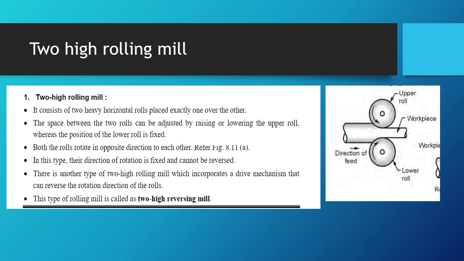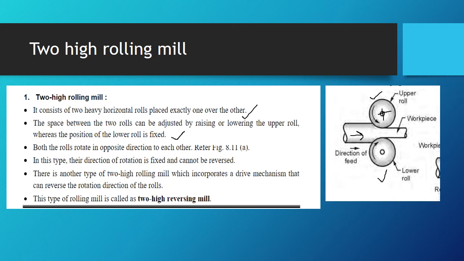This generally has two rollers which are rotating in an opposite direction. So these are two rollers, one roller and the second roller, rotating in opposite directions, and the workpiece is fed between these two rollers. It consists of two heavy horizontal rolls placed exactly over one another. Second, the space between the two rolls can be adjusted by raising or lowering the upper roll, whereas the position of the lower roll remains fixed. So this upper roll can be adjusted while the lower roll is fixed.